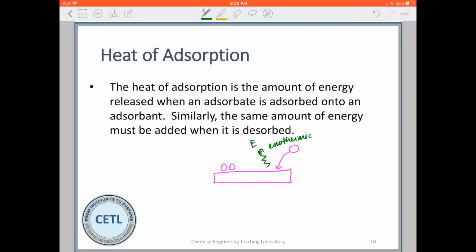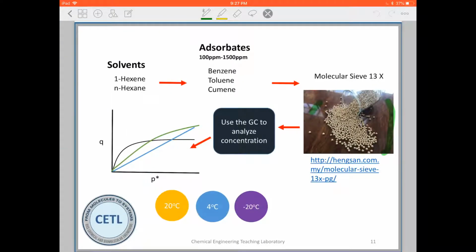Okay, so the heat of adsorption, I'm not going to go into any more detail. I'm going to recommend that you review your thermodynamics as well as your CHBE 301 lectures to see how you can actually determine that with the material that we have in the laboratory. So this slide here actually sums up what's required. So you will have solvents, 1-hexene and N-hexane, and these will be used to dissolve aromatics such as benzene, toluene, or cumene.